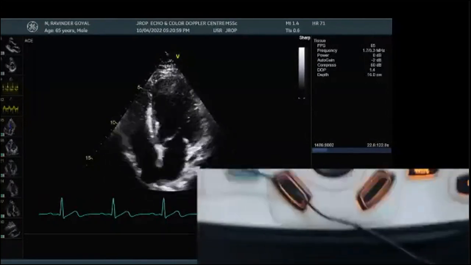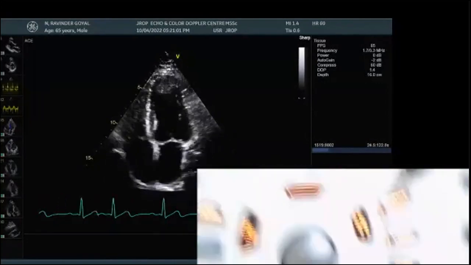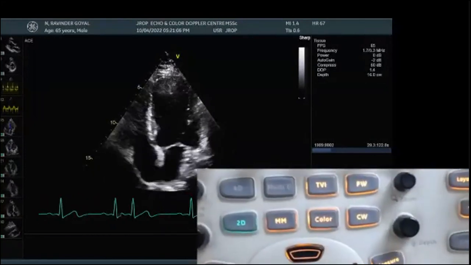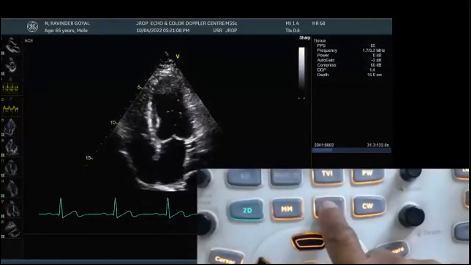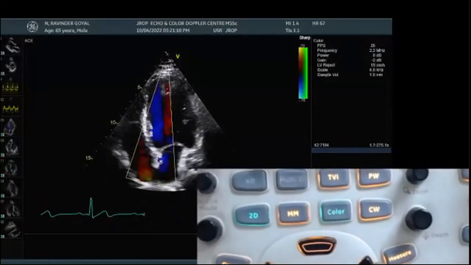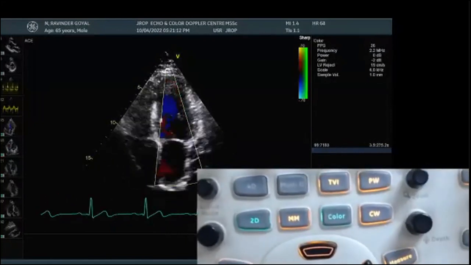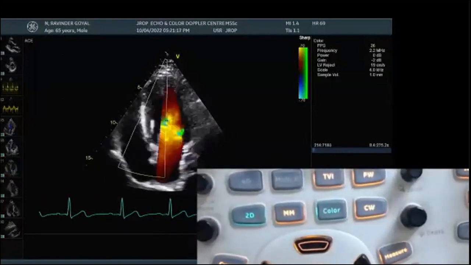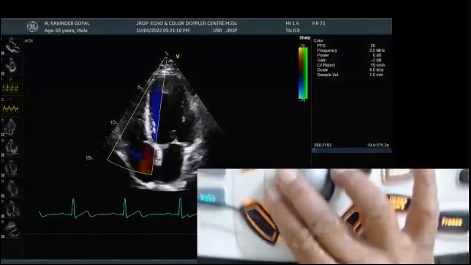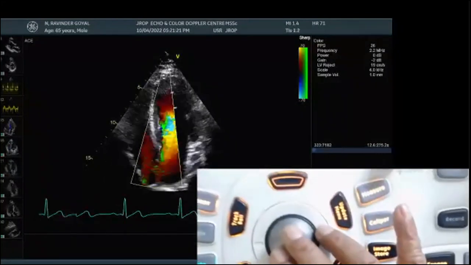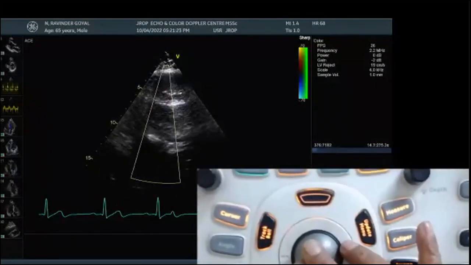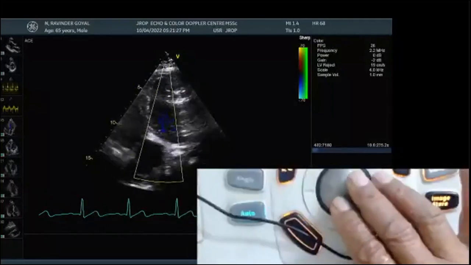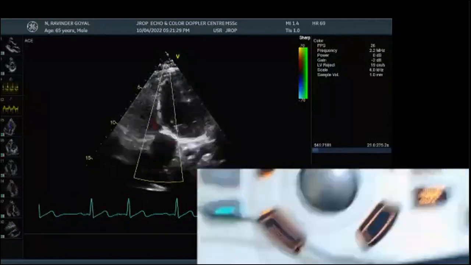In 4-chamber view, what should I do? First of all, I'm pressing my color button. Look, as soon as I shift my color button, I'm scrolling this color box to the mitral valve. Then scrolling to the tricuspid valve, the aortic valve. And now the colors are being shown in the aortic box.